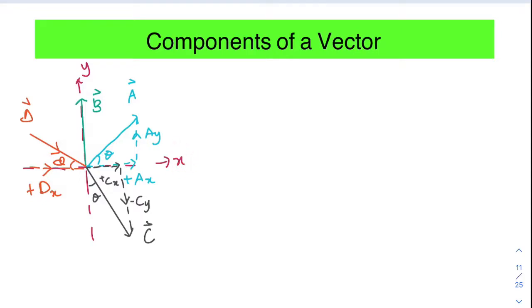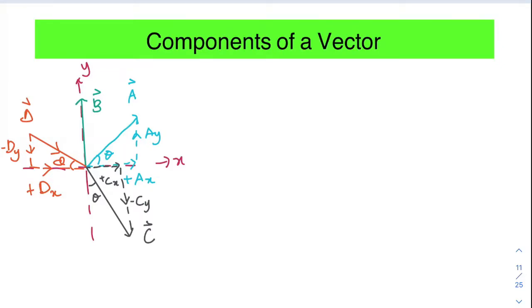Then the y component here, right? So this is Dy. Positive or negative? The answer is negative. Why is it negative? Because it's pointing downward.